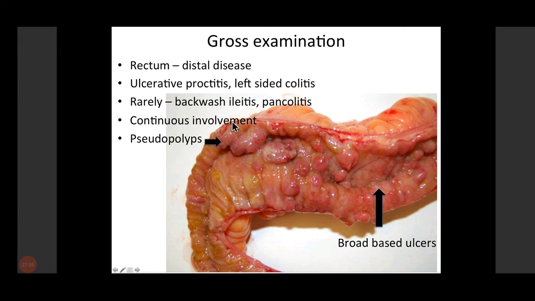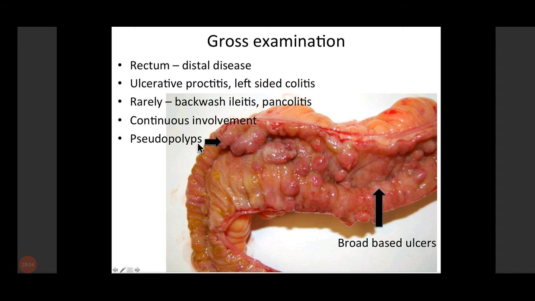Next, what is the gross examination? Now usually the patients are treated with certain medications that decrease the inflammation, and then immunomodulatory and immunosuppressive therapy. However, if the patient does not respond to treatment, then sometimes surgery is the only option. And then if the patient undergoes surgery and the specimen comes to the pathology department, what do we see?